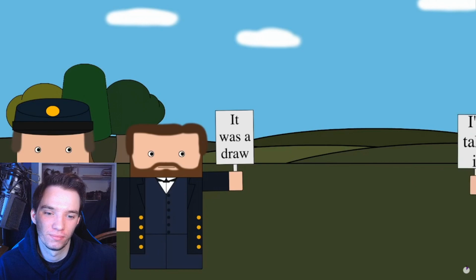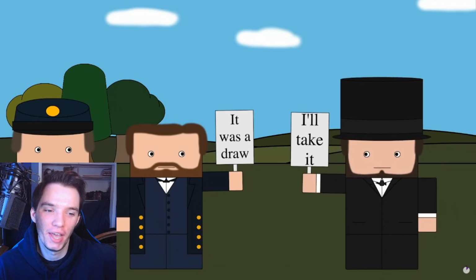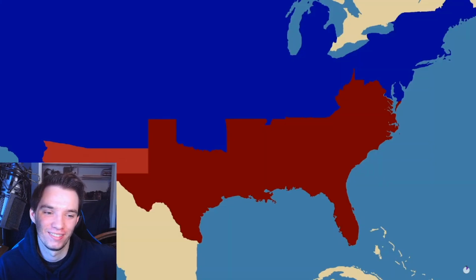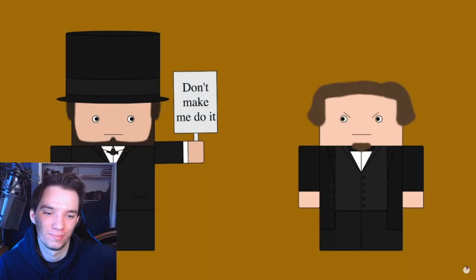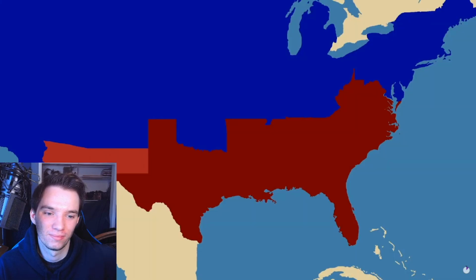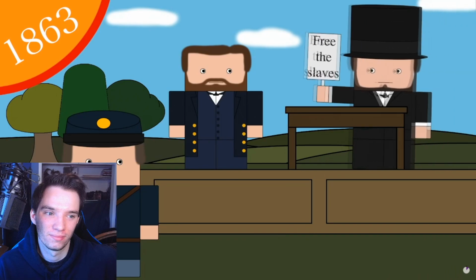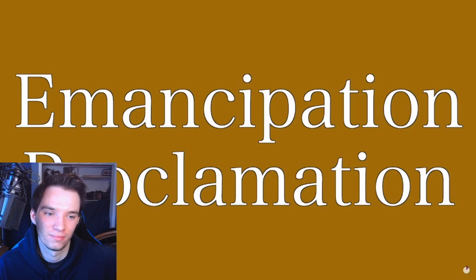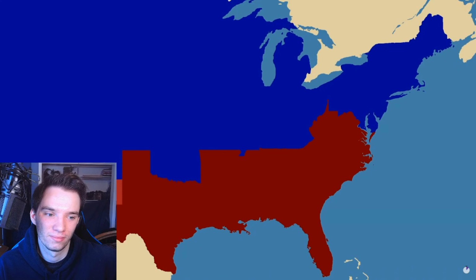But given that the Union didn't lose this battle, it gave Lincoln the opportunity to issue a warning that unless the Confederate States surrendered by the end of the year, he would abolish slavery. The Confederacy, of course, did not do that, and on the 1st of January 1863, Lincoln issued the Emancipation Proclamation, which abolished slavery throughout the states of the Confederacy.